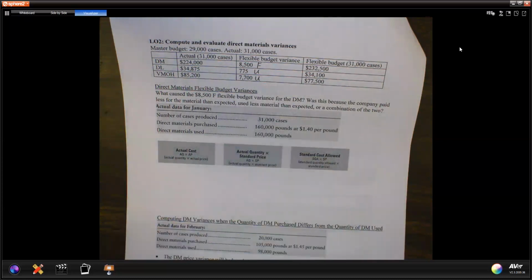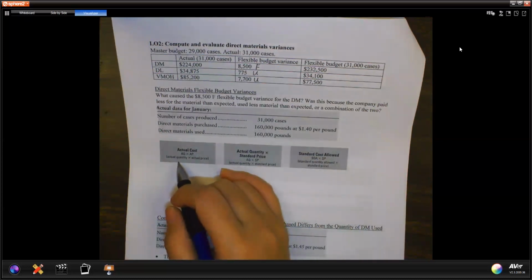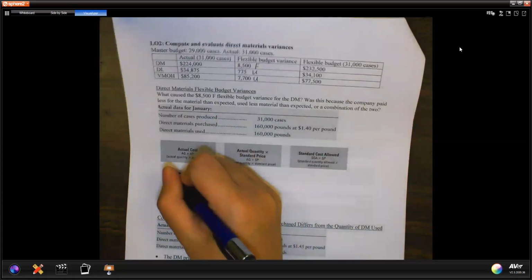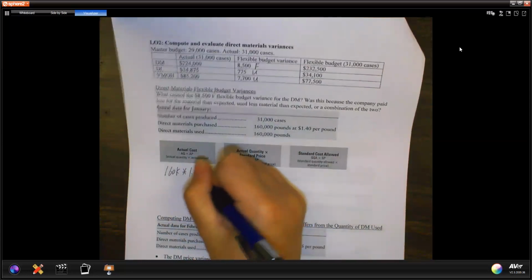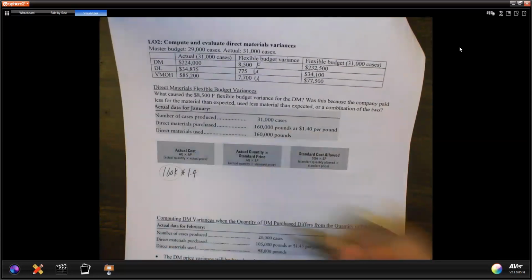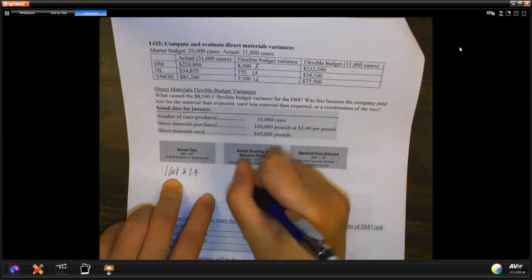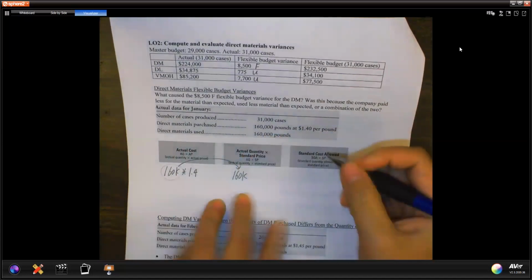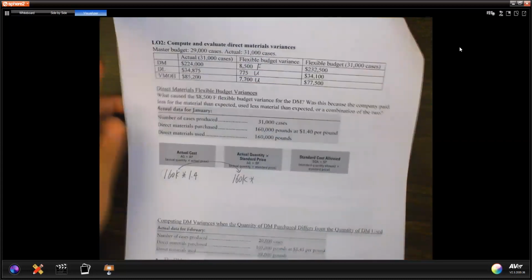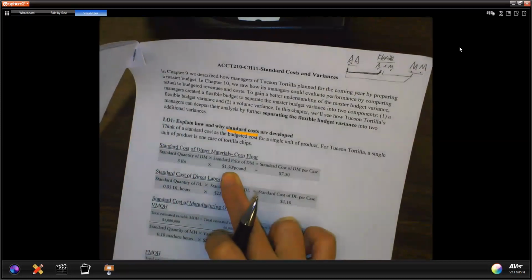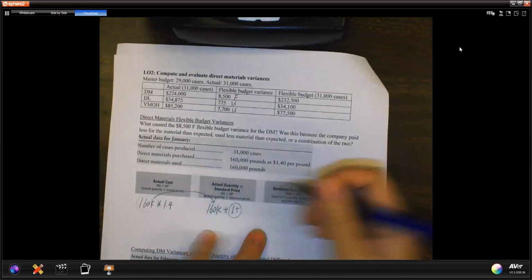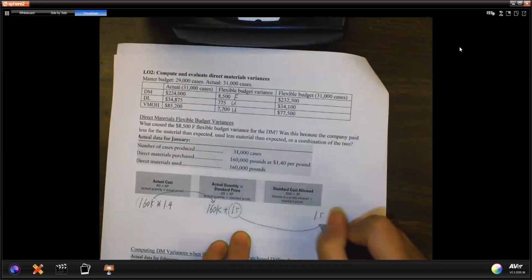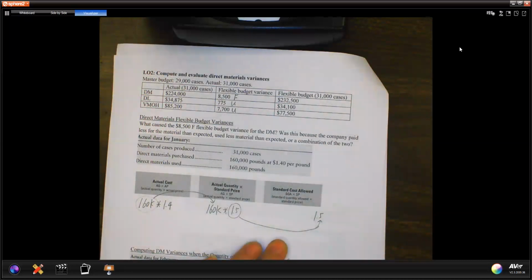Our focus is material. Actual, we purchased and used the same. We purchased 160,000 pounds, and our actual price is $1.4 for each. So when you put the actual number, you also put the actual number here, right? But our standard, for 1 pound, our standard is $1.5. So we put $1.5 there. Once you put $1.5 there, you also put $1.5 on the third column because it is the same price.